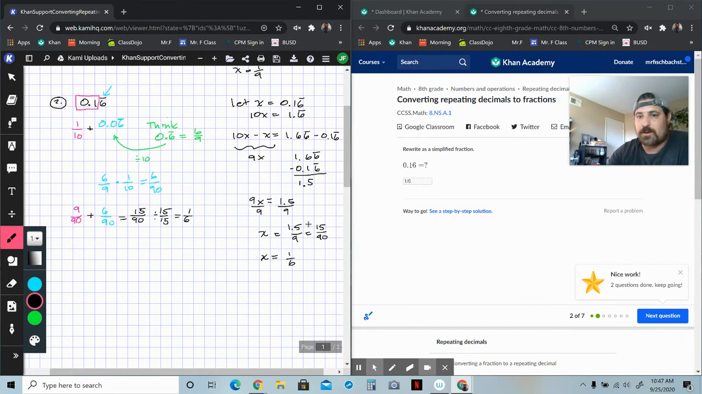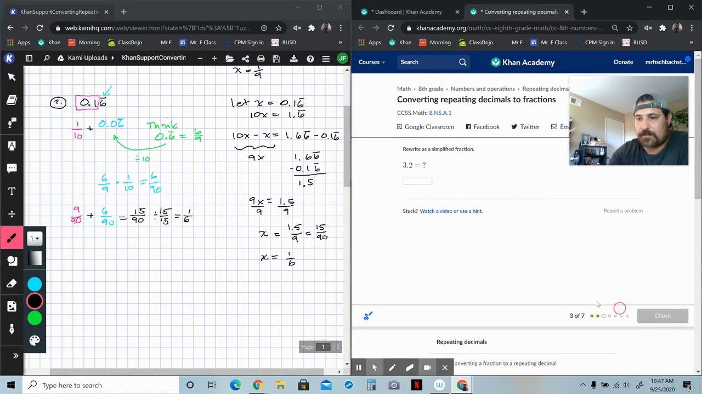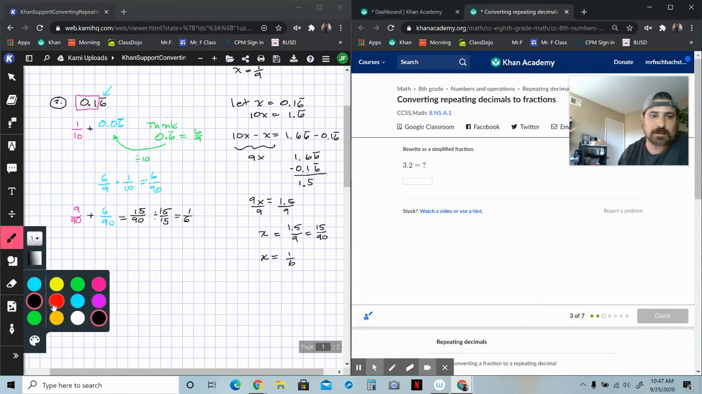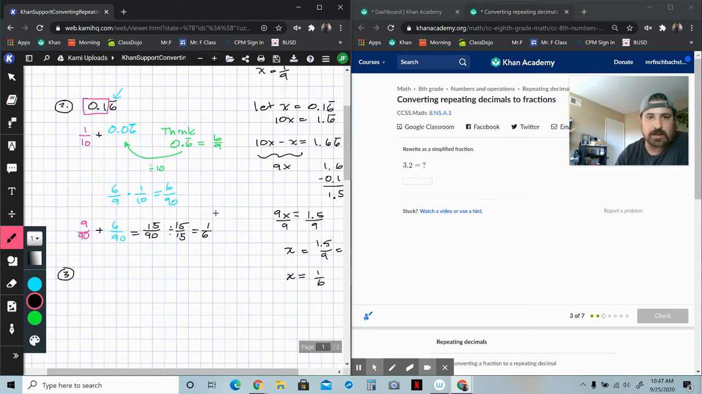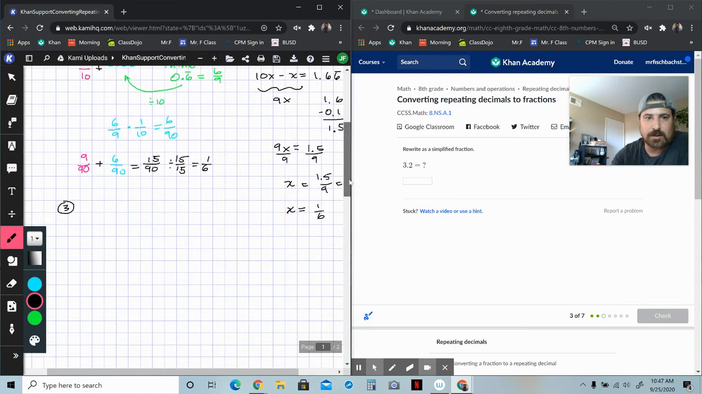Okay, so let's do the next one. Now that I've shown you both methods, I'm going to do this the most expedient way possible. Okay, so for this number 3 here, what we're going to do, let me zoom in a little bit so I can write a little bit easier, is you've got 3.2 repeating. Now, this is a really nice one because we don't need to worry about the 3.